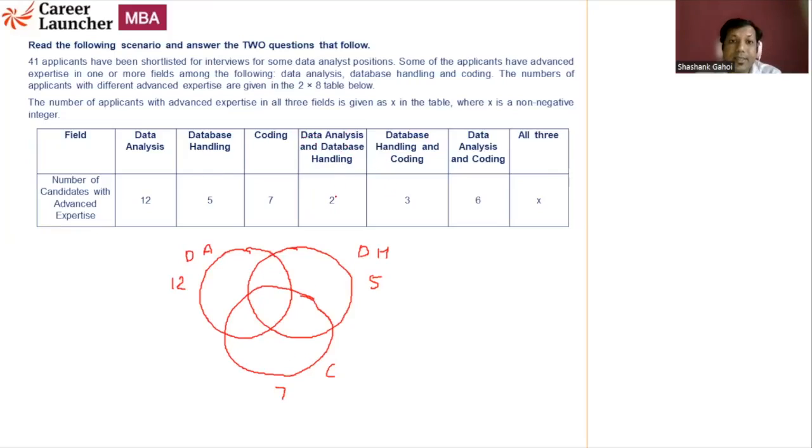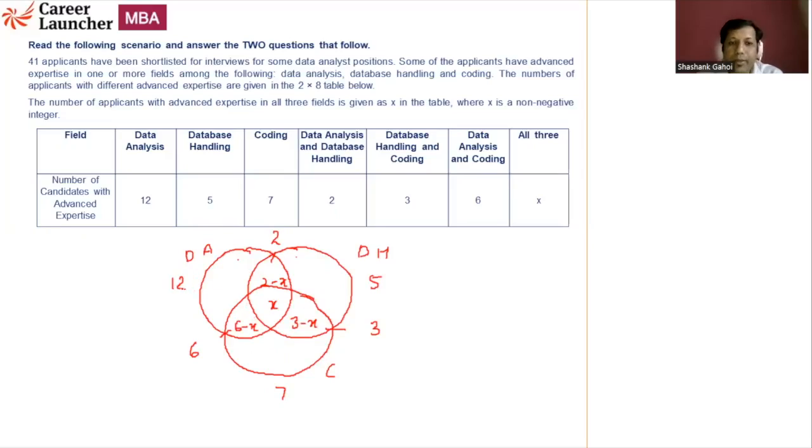Data analysis and database handling, so the first 2 circles. This total value comes out to be 2. Database handling and coding. So this total value comes out to be 3. Data analysis and coding. So basically this comes out to be 6, and the common value is given to us as X. So this value comes out to be 6 minus X. This value comes out to be 2 minus X. This value comes out to be 3 minus X. And this value comes out to be, okay.